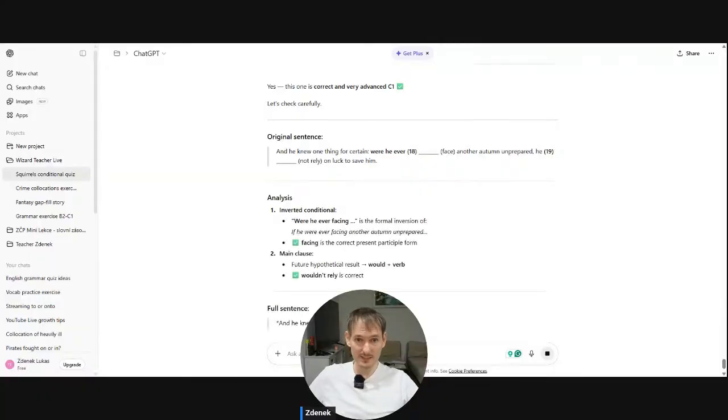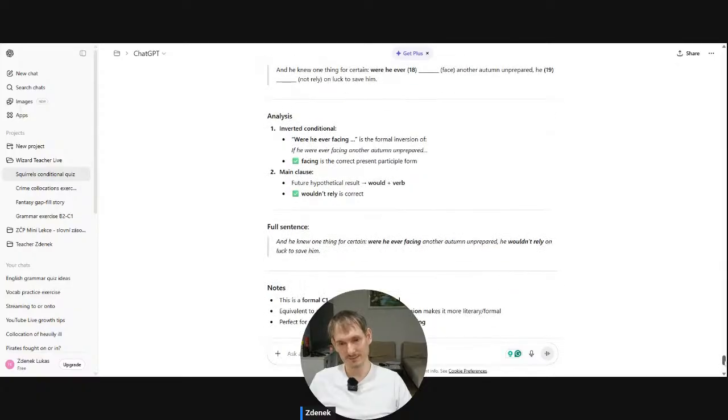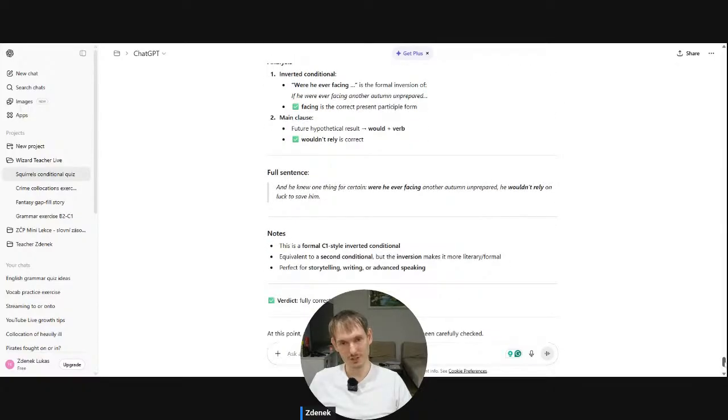This one is correct and very advanced C1. Let's check carefully. Listen, I think I'm done. I don't want to check it anymore. I know it's correct. That's what matters here. But also, I was right about the inverted conditional, you see. It is the formal inversion. It's crazy, isn't it? But we got there. We got there in the end. Fully correct. So how did I do?